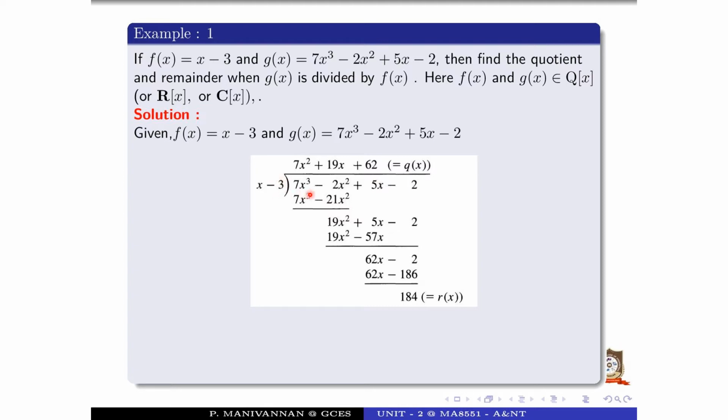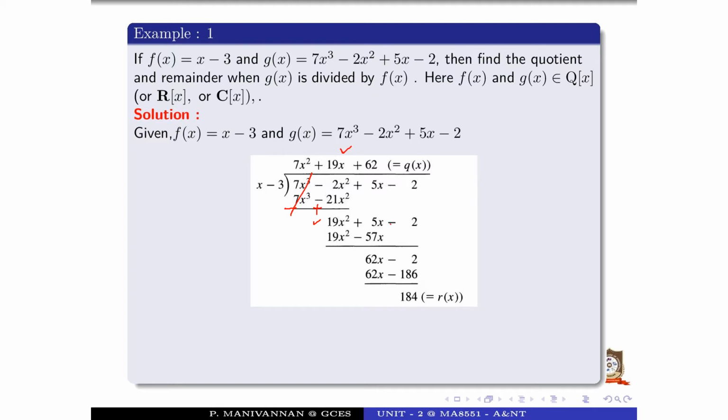Dividing these two, 7x cube minus 2x square plus 5x minus 2, the outer term is x minus 3. x into 7 is 7, so we put 7x square here. x into x squared is x cube. So multiplying these two, 7x cube minus 21x square. Subtracting, we get, this is minus, it is plus, so these two terms are eliminated. Then it is 19x.